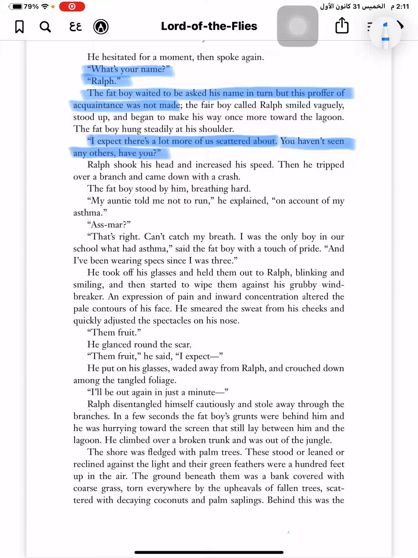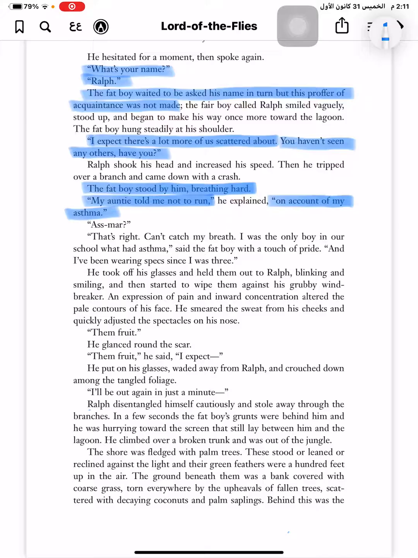Then the narrator reveals something extra about the second boy, another shortcoming, which is asthma. The fat boy stood by him breathing hard, which is physical weakness, indirect revelation. "My auntie told me not to run," he explained, "on account of my asthma." So the second boy's information, told to us through the dialogue between the two, helps us understand why he is asking about the adults: he needs someone grown up to take care of him instead of his auntie.